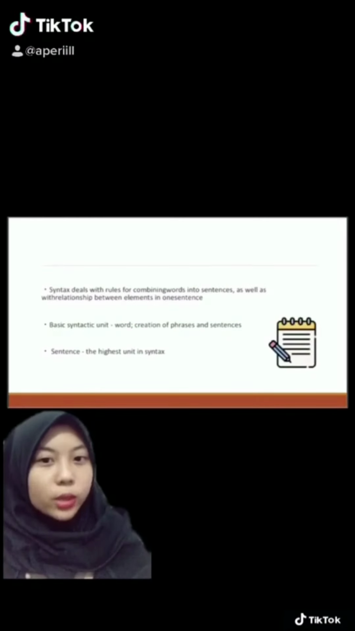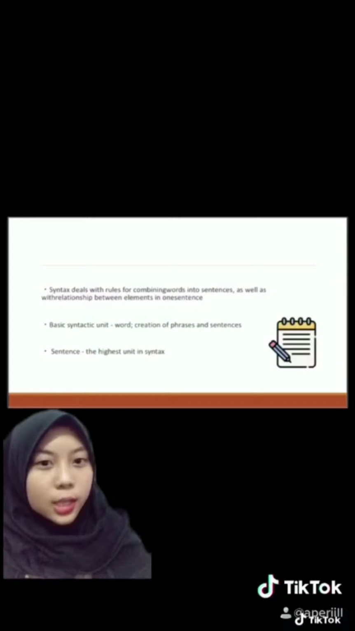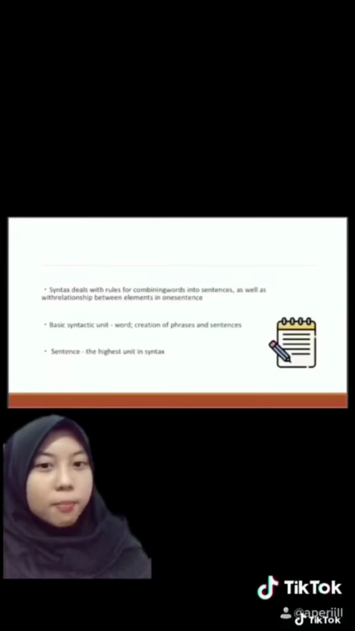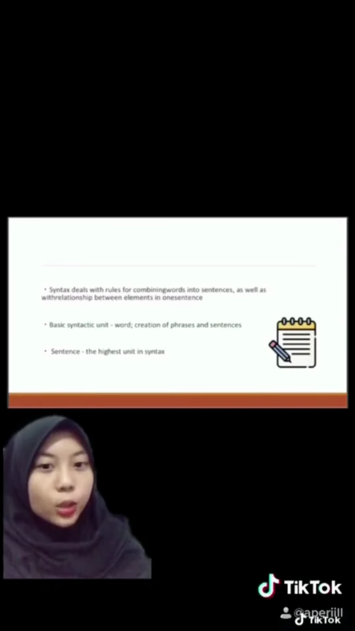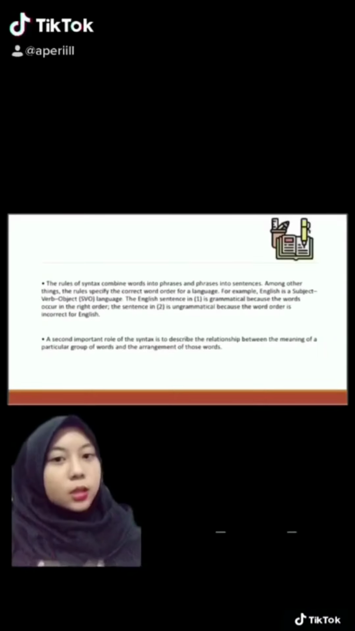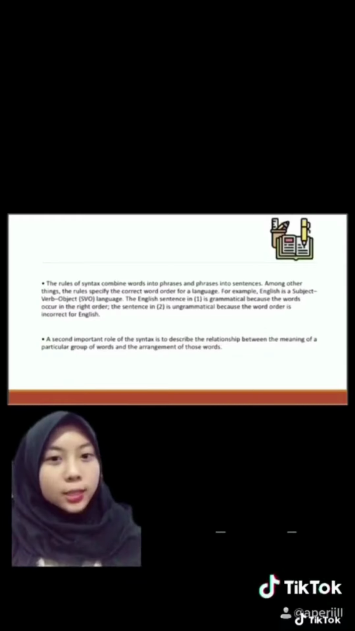Syntax deals with rules for combining words into sentences, as well as with relationships between elements in one sentence. The basic syntactic unit is the word, which creates parts and sentences. The sentence is the highest unit in syntax. The rules of syntax combine words into phrases and phrases into sentences. Among other things, the rules specify the correct word order for a language.